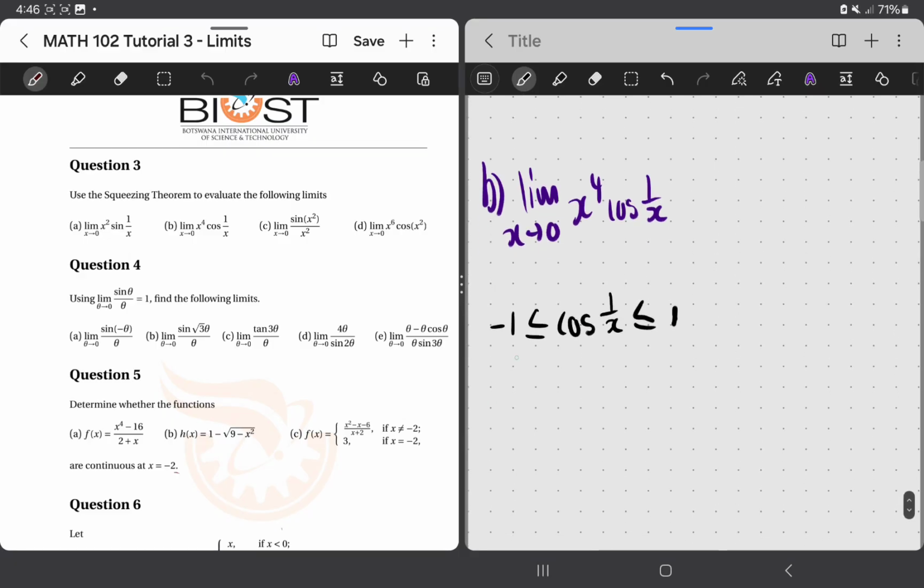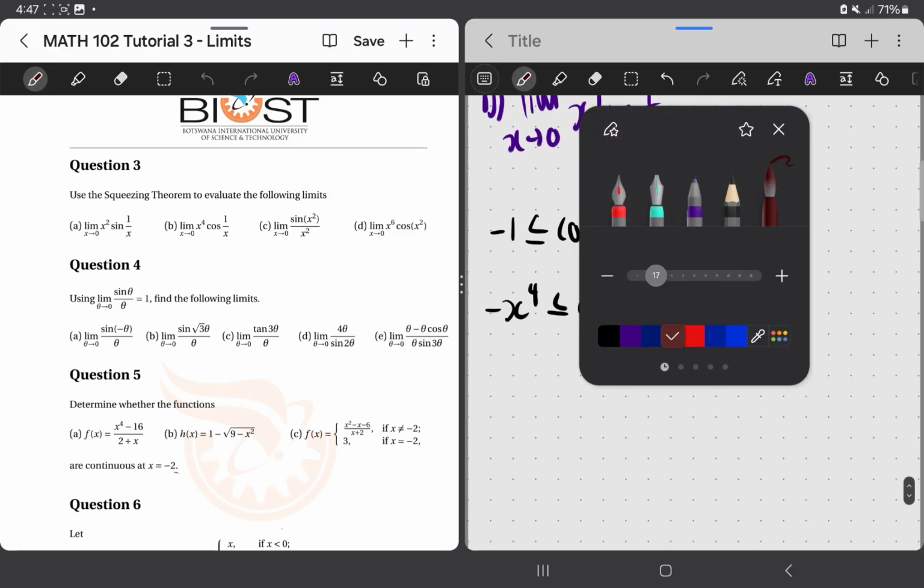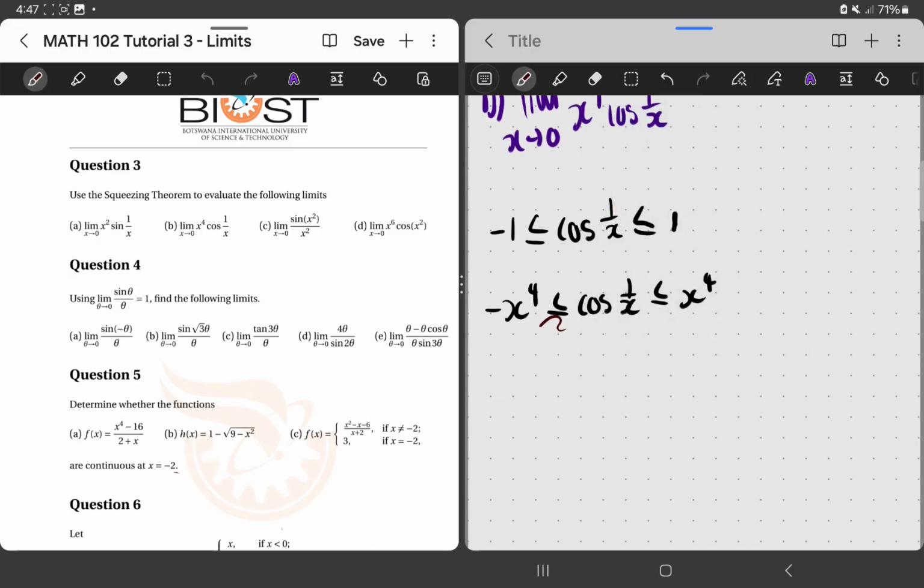equal to 1. Okay? Now we have this x to the 4 multiplying, so it's going to be negative x to the 4 is less than or equal to x to the 4 cos 1 over x, which is less than or equal to x to the 4. Okay? Now, what are we going to do? We're going to find the limit of this and the limit of this. Then this is going to be less than or equal to x to the 4 cos 1 over x.